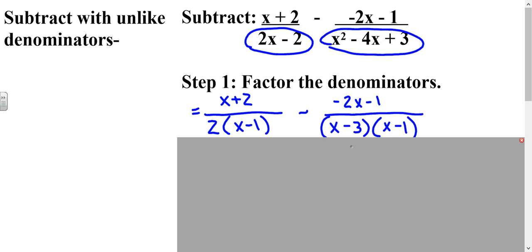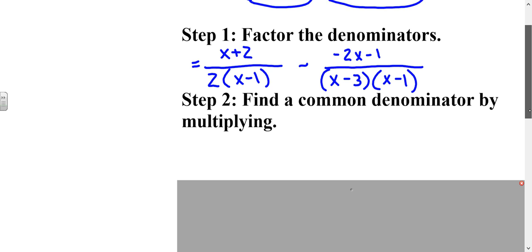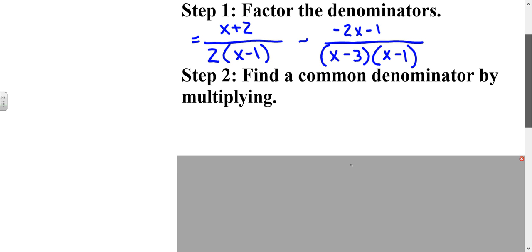So now we have to find a common denominator. Okay? Now remember, to do that you say what's missing from each side. Well, this side has a 2 and an x minus 1. It's missing x minus 3. So we definitely have to multiply by x minus 3. And this side has the x minus 1, but it doesn't have the 2. So we're going to multiply this side by 2.